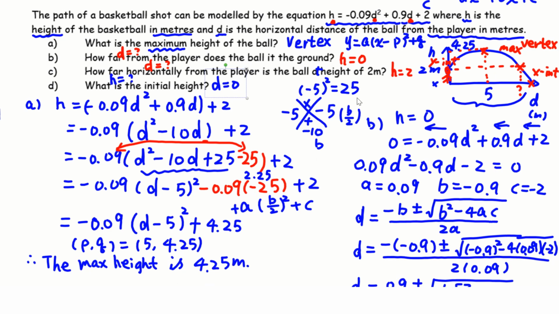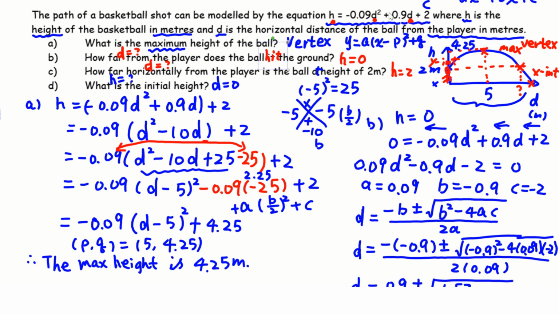And for question B, it asks you how far from the player the ball hits the ground. It asks for the x-axis, so we need the y value given, the h given. To hit the ground, h is 0. And part C is asking for the x on the x-axis, so you need to give the y value. And the last one asks you to find the height, so the d needs to be given.